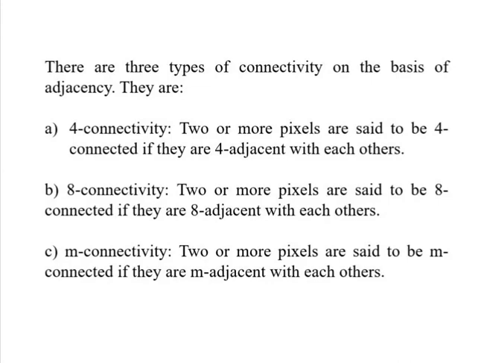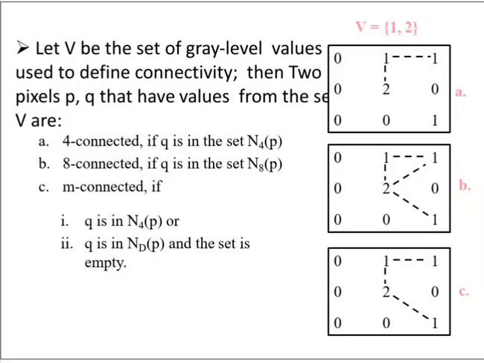Next is adjacency or connectivity. Pixel P is adjacent to pixel Q if they are connected. Two image subsets, S1 and S2, are adjacent if some pixel in S1 is adjacent to some pixel in S2. Then S1 and S2 are said to be adjacent.